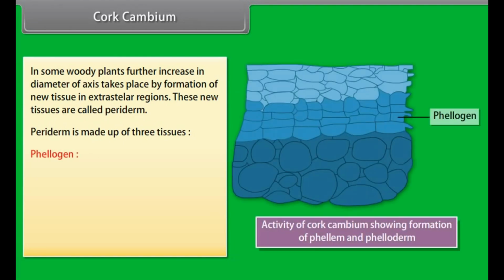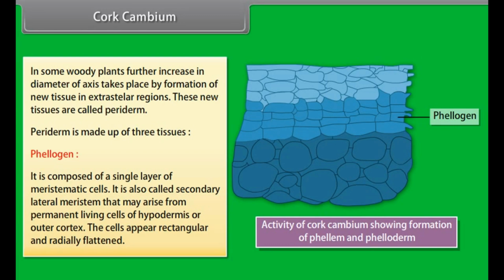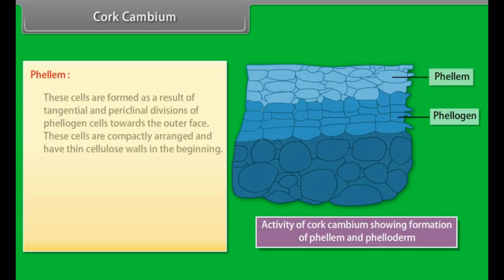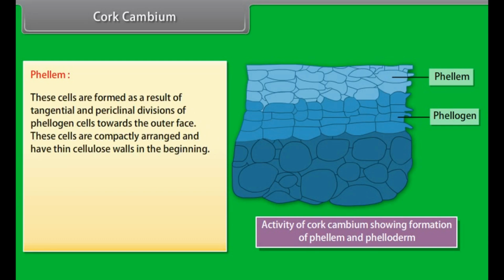Phellogen. It is composed of a single layer of meristematic cells. It is also called secondary lateral meristem that may arise from permanent living cells of hypodermis or outer cortex. The cells appear rectangular and radially flattened. Phellem. These cells are formed as a result of tangential and periclinal divisions of phellogen cells towards the outer face.